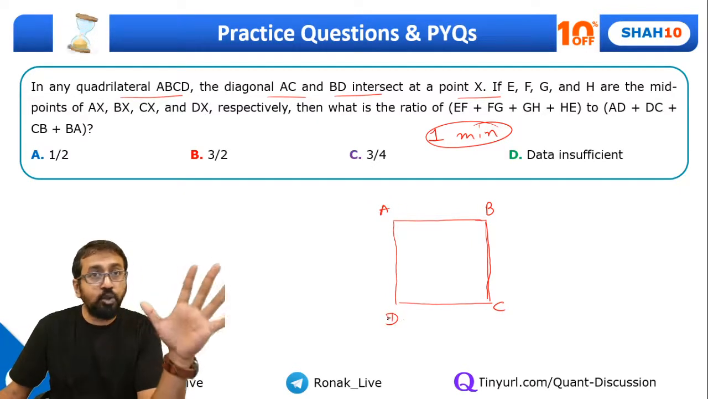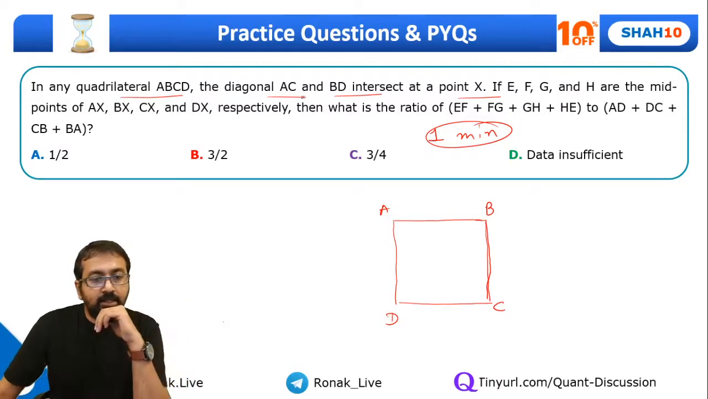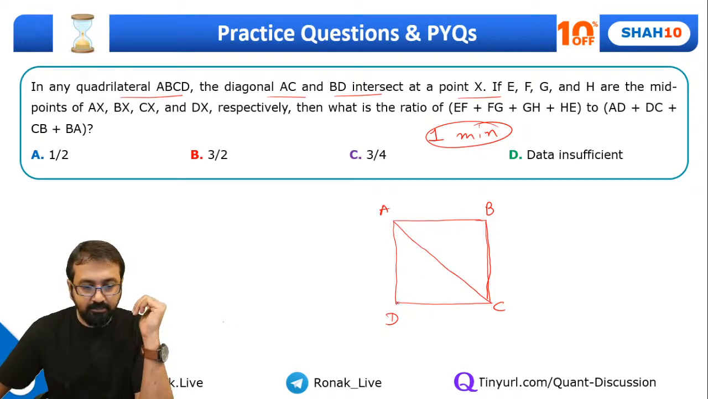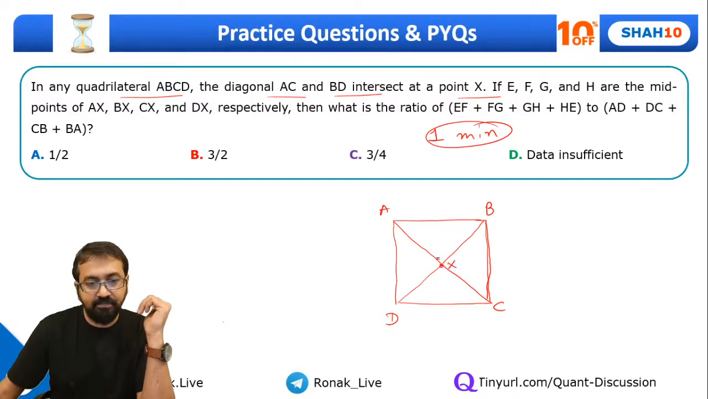Guys, all of you should be solving this question, okay? The diagonal AC and BD intersect at point X. So AC and BD, they intersect at point X, and we have taken this EFGH as the midpoint of AX. So E, F, G and H, these are the midpoints. So of course this figure will also be a square for sure.